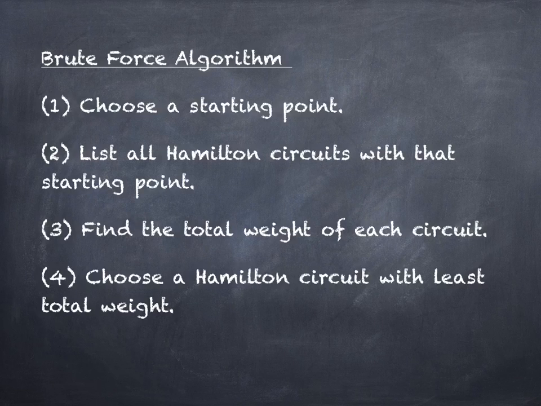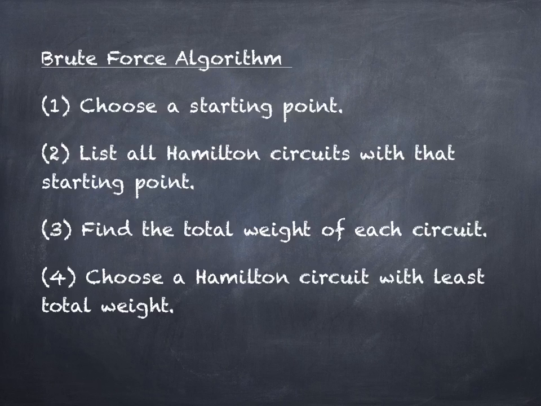And we're going to use a brute force algorithm for finding that minimum Hamilton circuit. So here's the way it works. You choose a starting point. You can choose any point you'd like. Okay, so it doesn't matter which one it is. But we're going to list all Hamilton circuits that begin at that point. Okay, so we're going to start with that point, and we're going to list them all out.